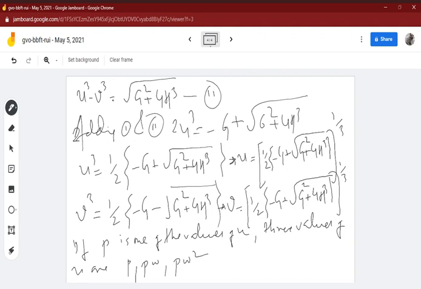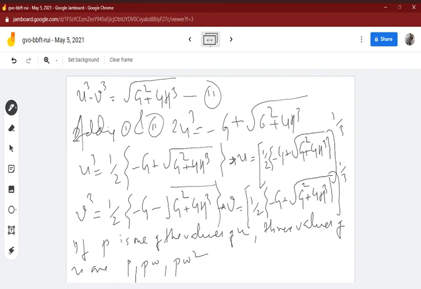Okay, in this way you'll find out how to find the cube root of this. What is this omega? This omega is the cube root of unity. So in this way you find the values of u also. How to find the cube root of this? You will find it in this fashion.